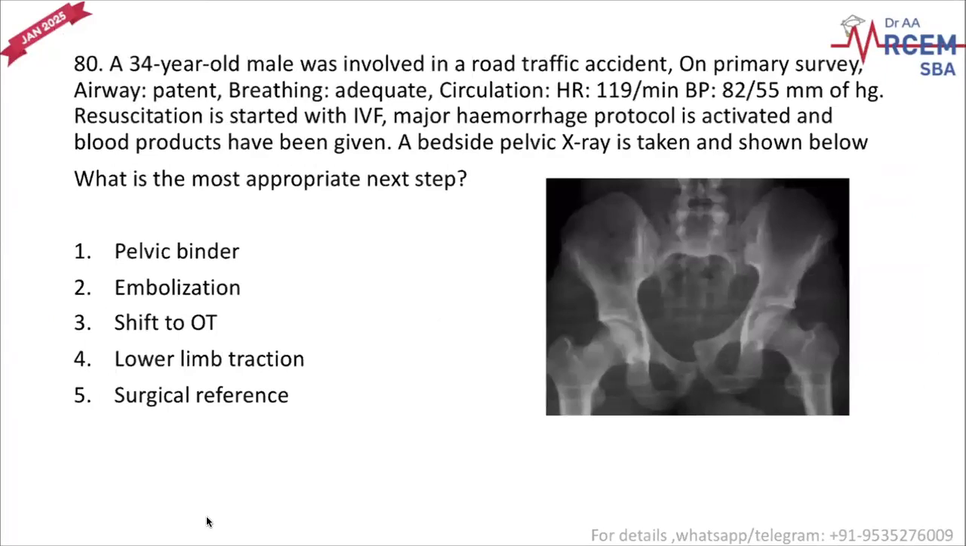A 34-year-old male was involved in a road traffic accident. On primary survey, the patient's airway is patent, breathing is adequate. Circulation-wise, hypotension is present. And this is the X-ray given. They have asked what is the next step.